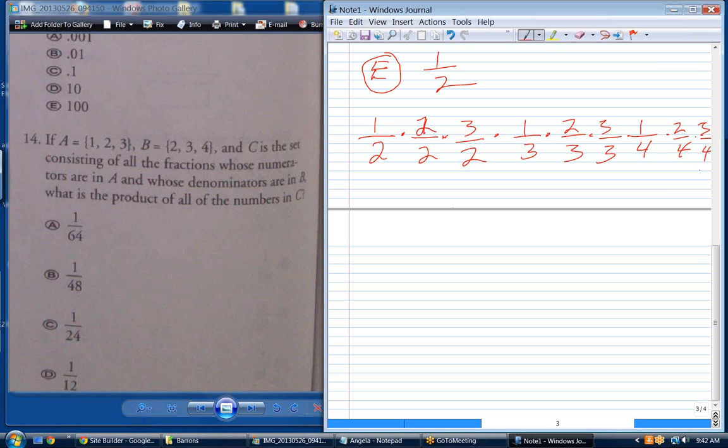We want the product of all of those. So we certainly don't want to do that on the calculator. We want to cancel first, right? Yes. And you're left with 1 in the numerator and 3 4s in the denominator, 64. And that's the answer.